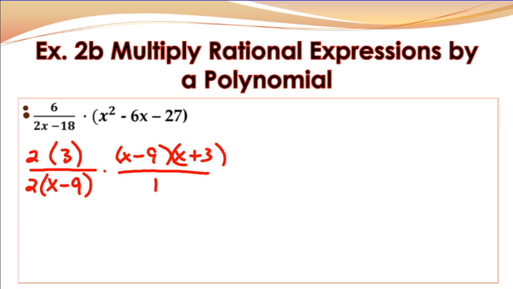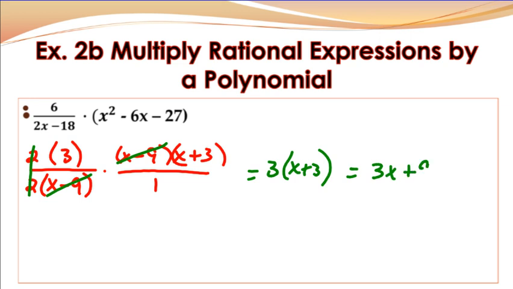Now I can simplify. The 2's divide each other off. X minus 9 and x minus 9 divide each other off. And I'm left with 3 times x plus 3, which gives us an answer of 3x plus 9.